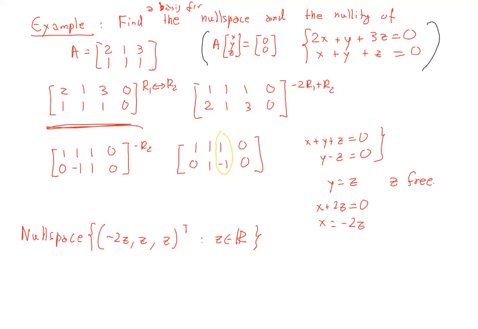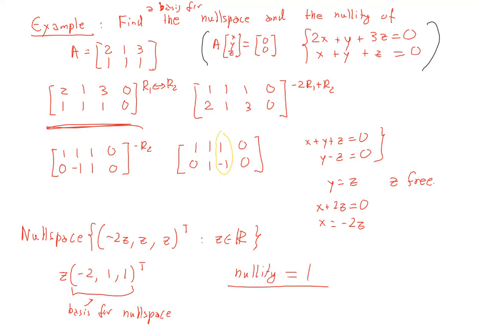How do I find the basis? I factor out Z and I get negative two, one, one. This is a basis for the null space. And the nullity, which is the dimension of the null space, is one. And that's all. Questions, please.